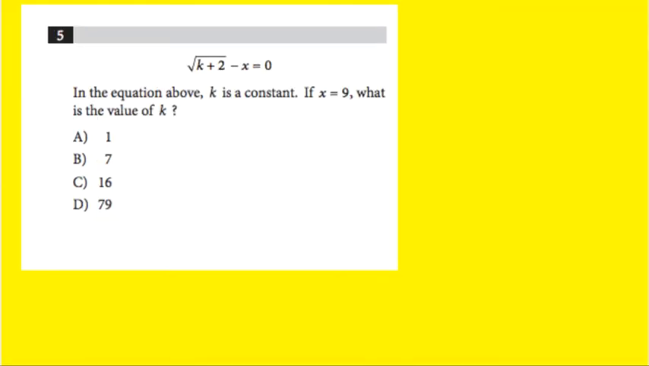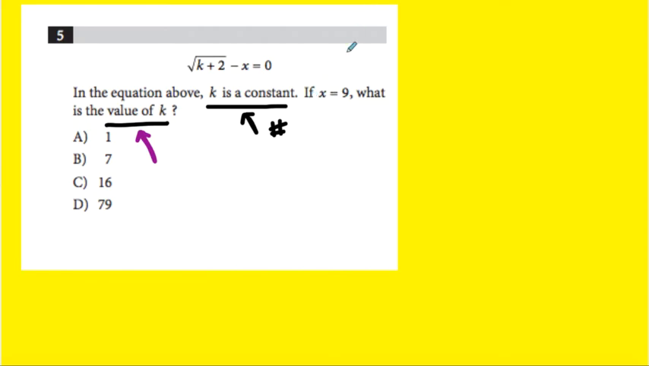All right, let's look at the last one. It says, in this equation above, k is a constant. What is the value of k? K is a constant, so that means a number, right? We talked about looking carefully at that, and that's a hint that I might be using substitution. What is the value of k? Another hint that maybe I'm going to use substitution.